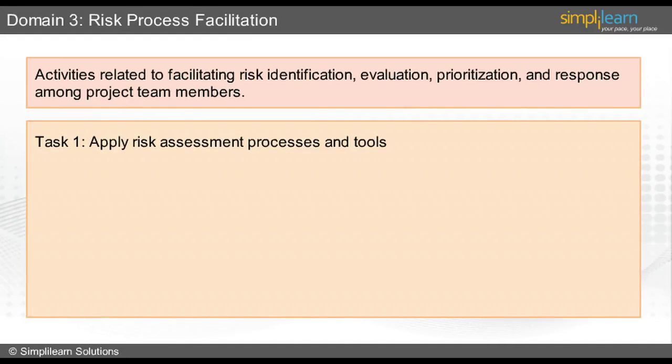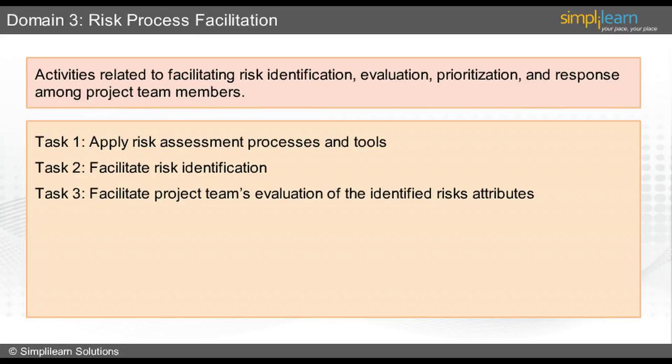Task 2 is to facilitate risk identification using a variety of techniques to enable the project team and stakeholders to understand and determine the risk exposure of the project. Task 3 is to facilitate project teams' evaluation of the identified risk attributes using qualitative and quantitative methods for risk prioritization and planning. Task 4 is to facilitate development of an aligned risk response strategy and actions from the gathered information.